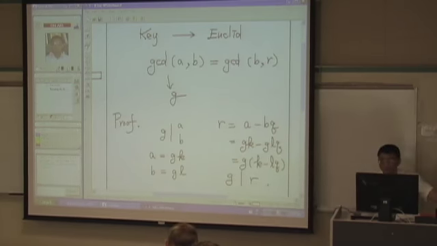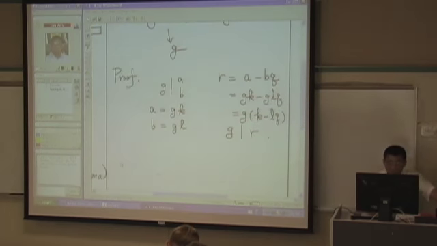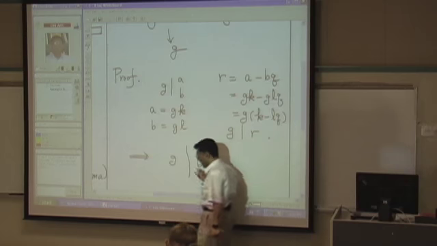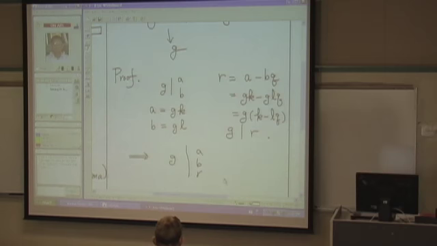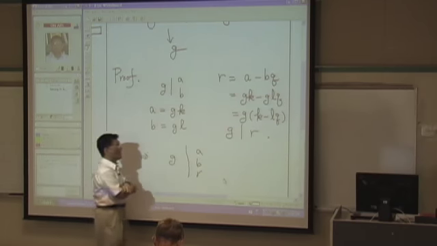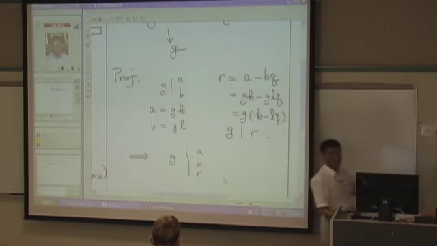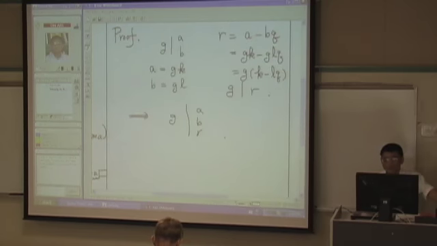So, take a look. If I combine all the results, then G divides A, B, and R, right? All these numbers are divided by G. So G is a common divisor of B and R.